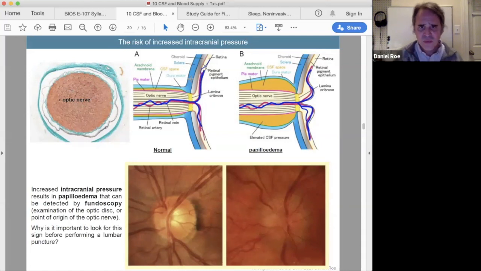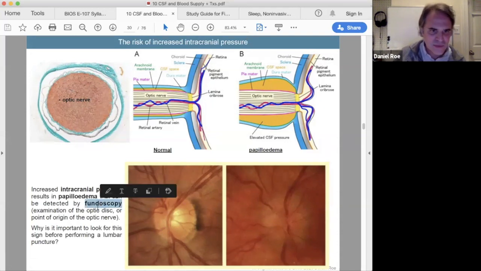And so when you have an increase in supratentorial pressure, or an increase in CSF in the subarachnoid space, that's effacing the optic disc. This is a normal optic disc here with nice clear boundaries. And this is a papilledema. This is when you have an optic disc that's indicative of increased supratentorial pressure. And you would detect that with fundoscopy, right?